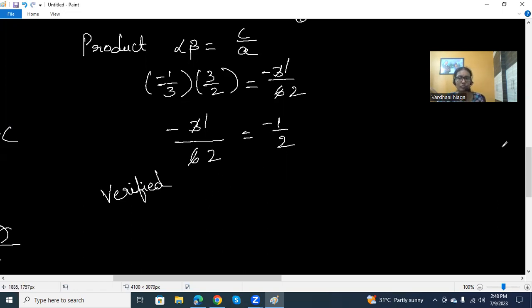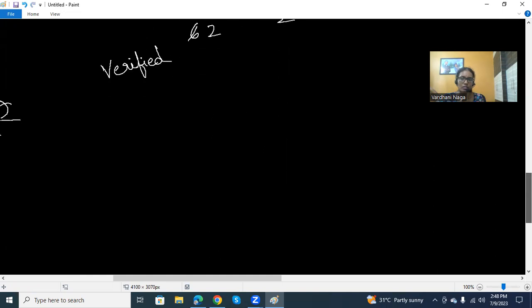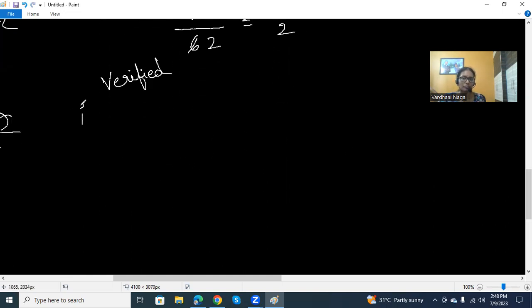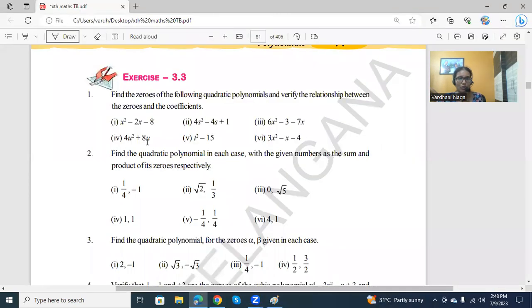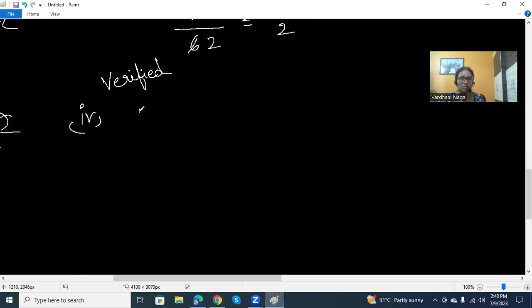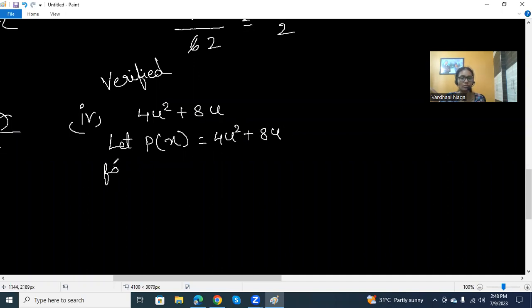Okay. Next, the fourth bit. What is the fourth bit? Let's see. 4u square plus 8u. For finding the zeros, let's take p of x is equal to 4u square plus 8u. For finding zeros, put p of x equal to 0. So 4u square plus 8u is equal to 0.